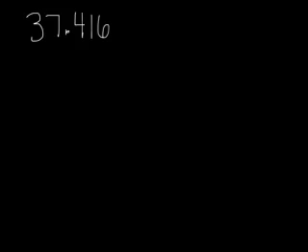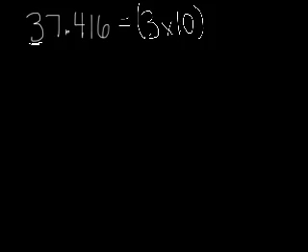Let's start with the largest place value, which in this number is the tens place. You can tell because it's the digit that's the farthest to the left. So in this number, there are 3 tens. We're going to write this by saying that we have 3 groups of tens, or 3 times 10. Remember, when we read this, this is like saying 3 groups of 10. We're going to put this in parentheses because it's going to represent our tens place. So in the number 37 and 416 thousandths, we have 3 groups of 10.